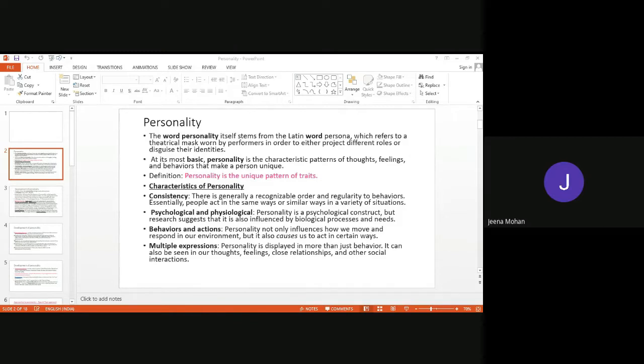So just like other methods, this observational method also has its own merits and demerits. What are the merits? It can be adaptable, or we can use this both in individual as well as in group situations. That is the main merit of this observational method. But when we talk about the demerits, can you highlight a few demerits of this observation?